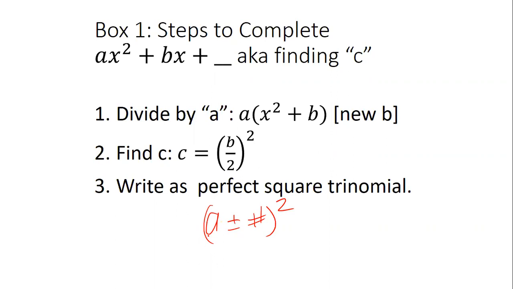Okay. So in your first box, it's the steps to complete. It first says to divide by a. So we want to factor out our a, and then it's going to give us a new b that we're working with. We only have to do this if a does not equal 1. You only have to do step 1 if a doesn't equal 1. If a equals 1, then we're good to go.